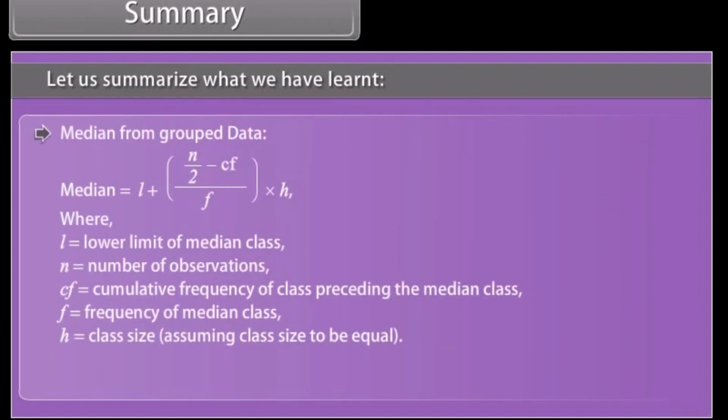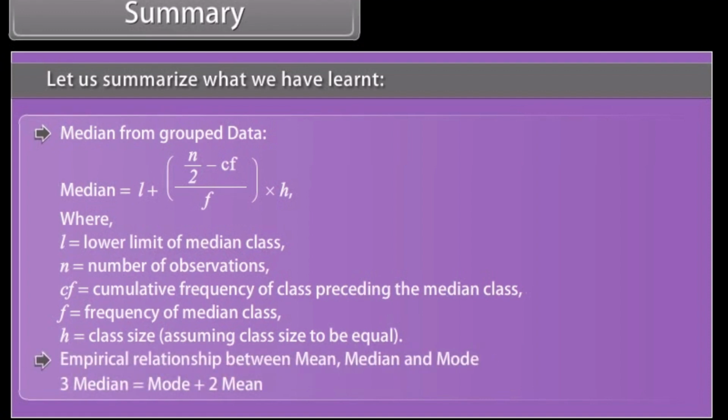Median from grouped data: L plus (n by 2 minus Cf) divided by f and multiplied by h, where L is equal to the lower limit of the median class, n is equal to the number of observations, Cf is equal to the cumulative frequency of the class preceding the median class, f is equal to the frequency of the median class, h equals class size, assuming class size to be equal. Empirical relationship between mean, median and mode: 3 median equals mode plus 2 mean.